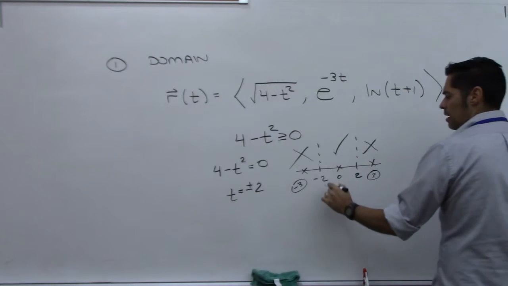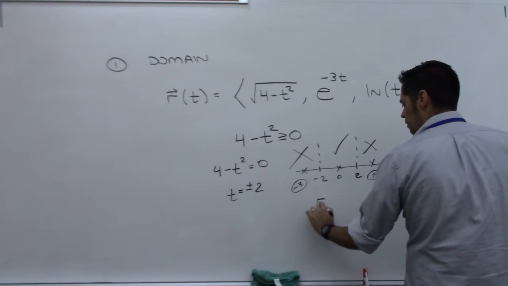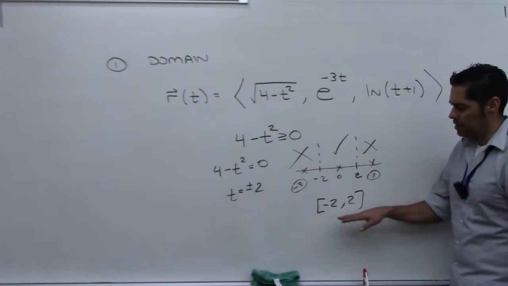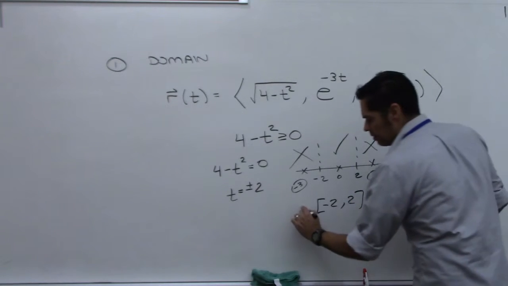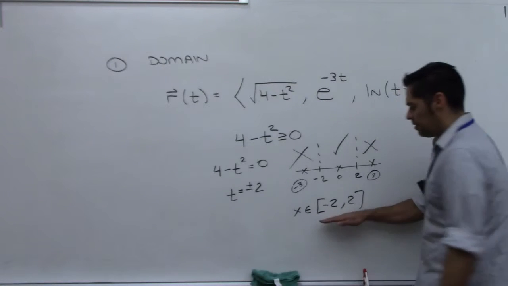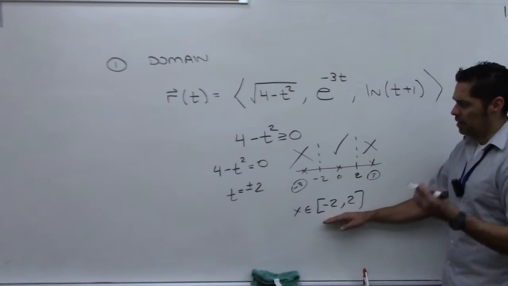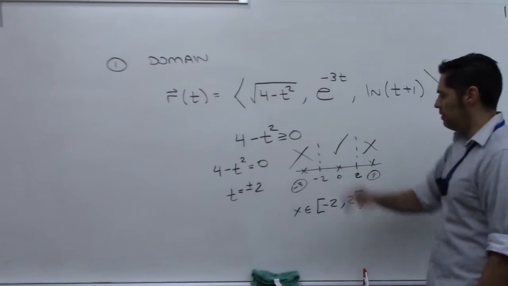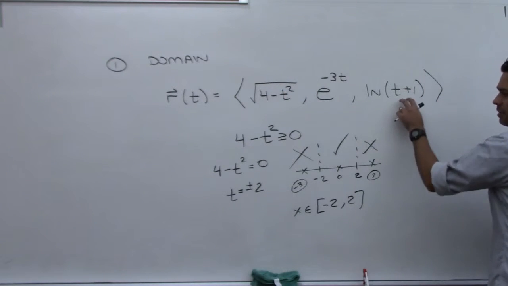So I know that everything between negative 2 and 2 will work. In interval notation, that's all values that are an element of this closed set. Remember, it can be 2, right? If I plug in 2, I get 0, that's okay, the square root of 0 is defined. I need to look at this one now.